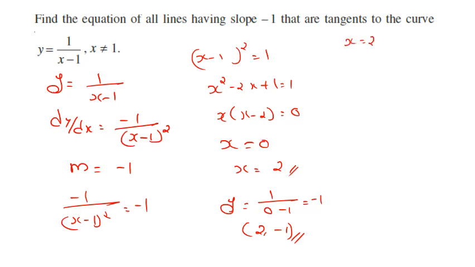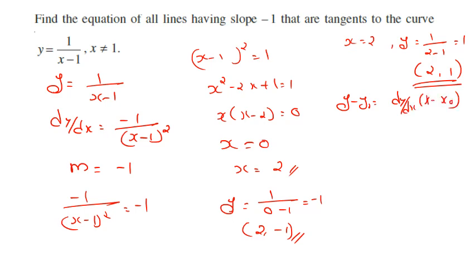And for the second point, x = 2. So, y = 1/(2 - 1), that is 1. So, the point is (2, 1). Now, you have to find the equation of the line using the slope. So, the equation is y - y₀ = dy/dx × (x - x₀).